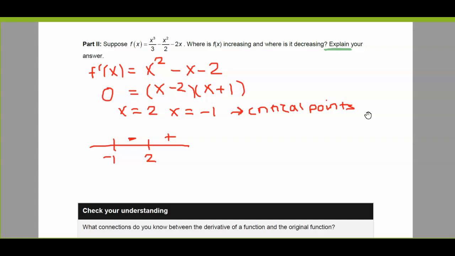Plug in -2. -2 minus 2 is -4. -2 plus 1 is -1. Negative times a negative is also a positive. So what this tells me is this is a sign chart of the derivative. So my original is increasing from negative infinity to -1, decreasing from -1 to 2, and increasing from 2 to infinity.